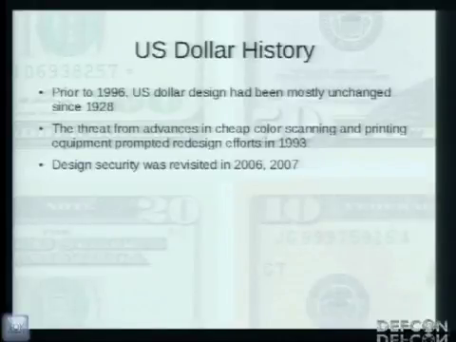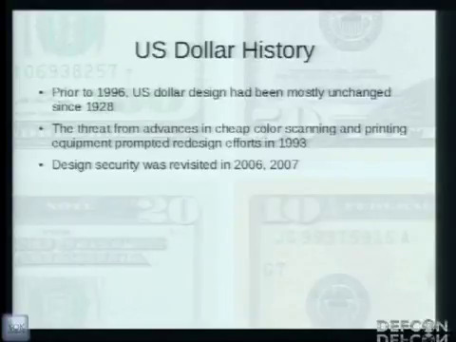As far as the dollar design is concerned, prior to the major redesign done in the 1996 series bills, the US dollar note enjoyed a fairly long history with little change. That particular design was first issued in 1928.